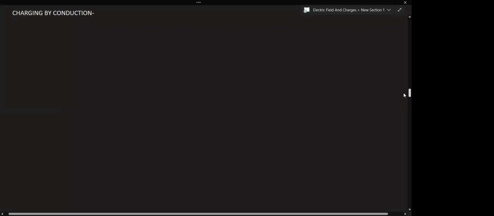So first was charging by friction. Now we have charging by conduction. So this can come as a three marker where you have to define the methods of charging: charging by friction, charging by conduction, charging by induction. Now see, in charging by conduction, the transfer occurs by itself. If you have two objects placed in contact with each other, then what will happen? Electrons will transfer from one to another by itself.